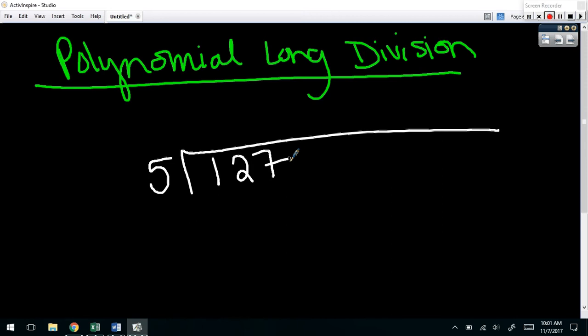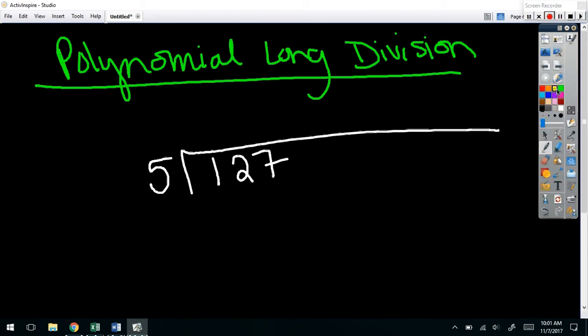That's for a little 5th grader of mine. I would ask, how many 5s go into 1? None. You take the number on the outside and ask, what do I need to multiply it by to get as close as I can to this? 2. Where does that 2 go? Above the 2.